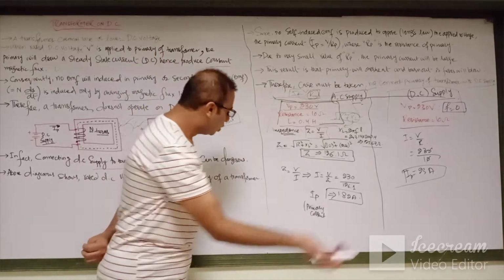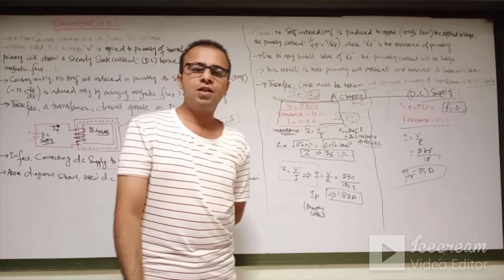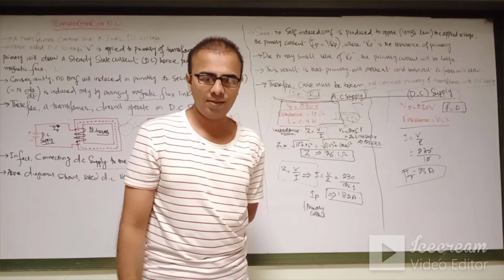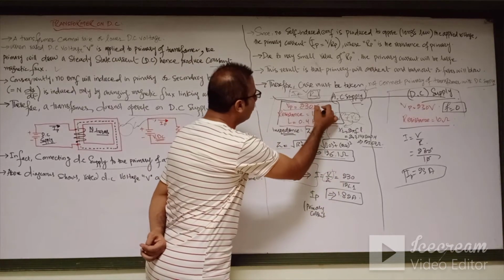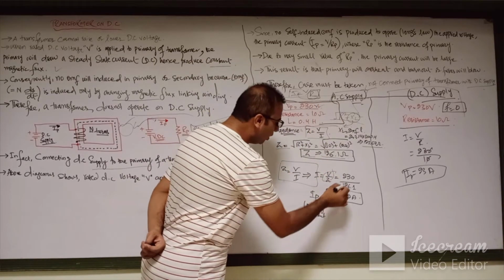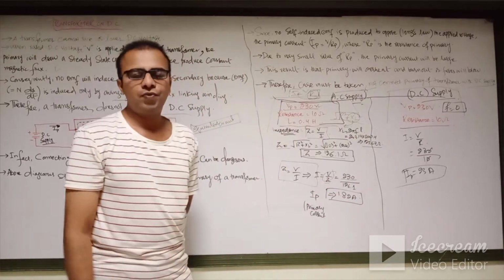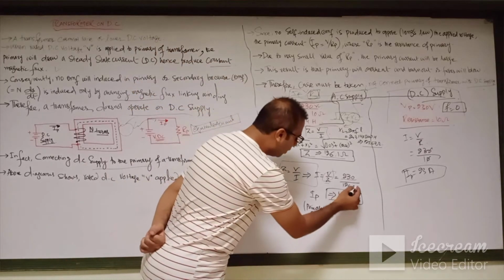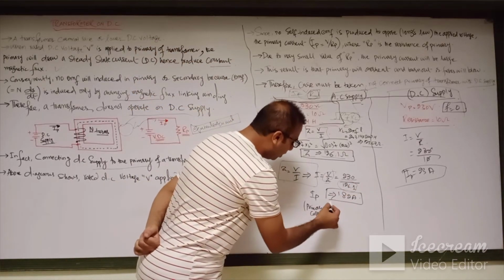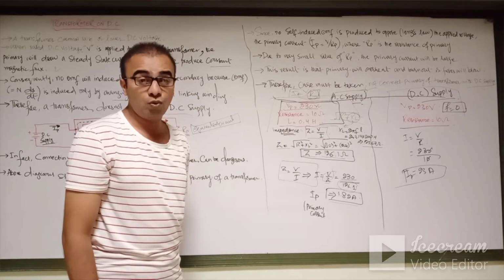Now calculate the current according to Ohm's law. Z is equal to V over I, so I is equal to V over Z. We already have the voltage, 230 volts, and the impedance is 126.1 ohm. So the current in the case of the AC supply is 1.82 ampere.